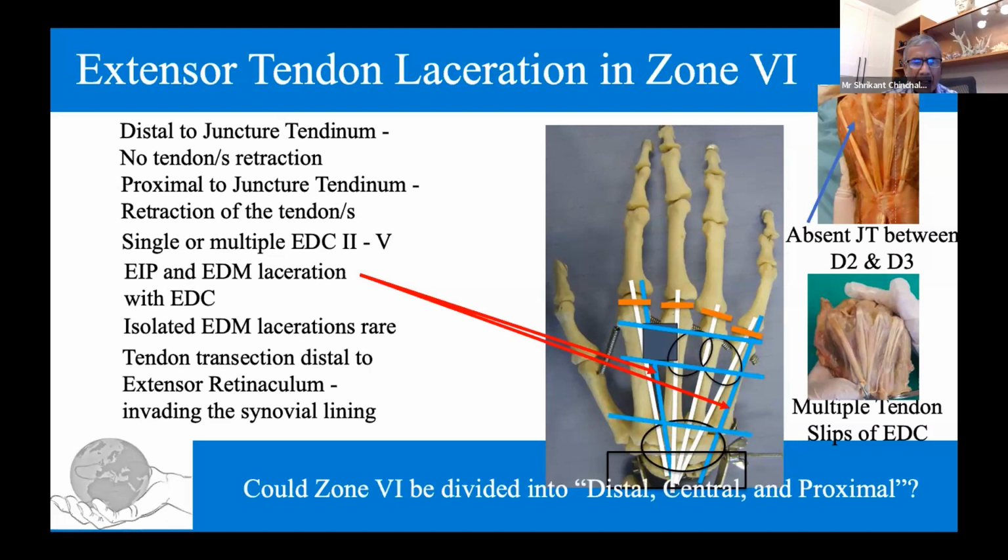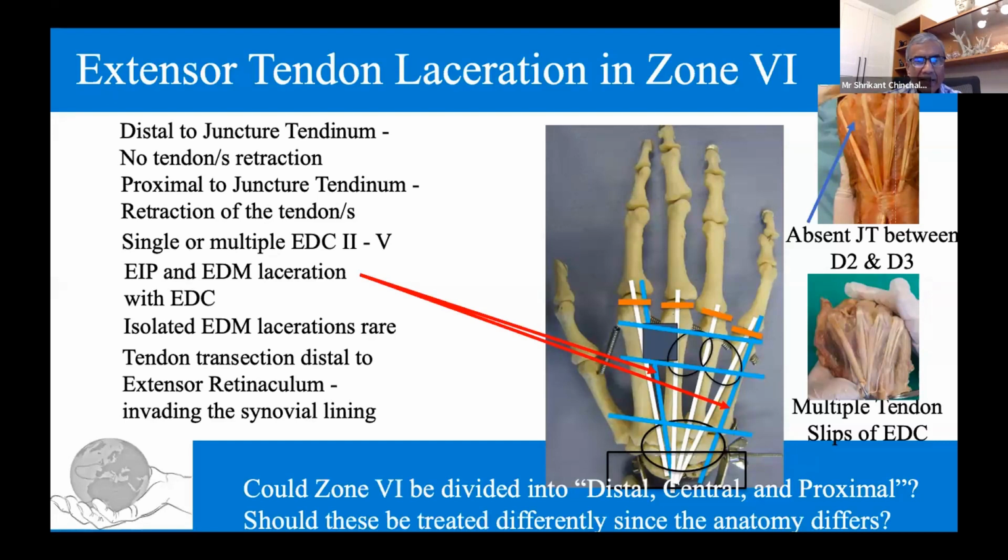So the question then arises, could zone 6 be divided into 3 different categories? One, distal zone 6, central zone 6, or proximal zone 6. And the reason I'm pointing it out here, the proximal zone 6, is especially because the tendons emerge out of extensor retinaculum and they are closely situated with each other. However, they tend to diverge at a specific angle from wrist and onwards.